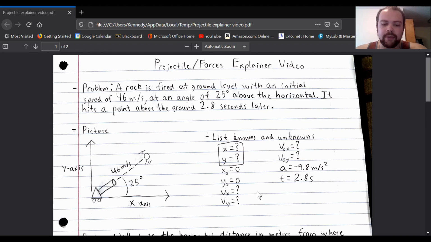Our initial positions of X and Y are just 0 because that's our origin of our axis here. Our final horizontal and vertical velocity, we don't know. We also don't know V naught X and V naught Y, which is our initial velocity. We do know acceleration because it is constant, it's just the force of gravity, which also makes it negative because it's pointing down.